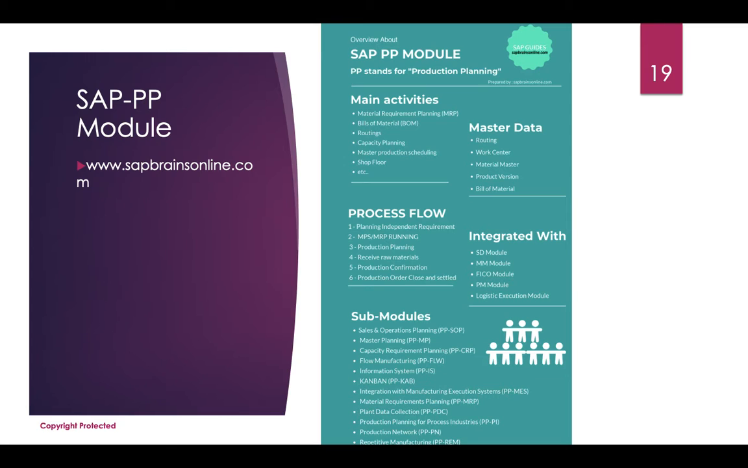And then what are the other process flows? You can go for MPS planning, production planning, receive raw material, and this module is completely integrated with the SD module, FICO module, plant maintenance module, and logistic execution module. Whatever the PP module does has an impact on these modules.